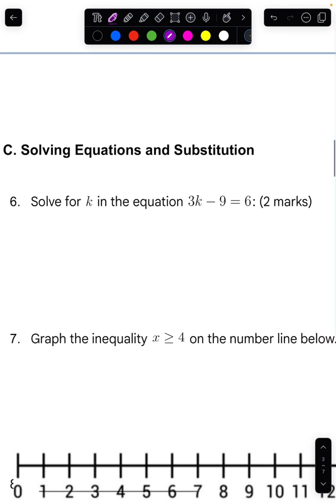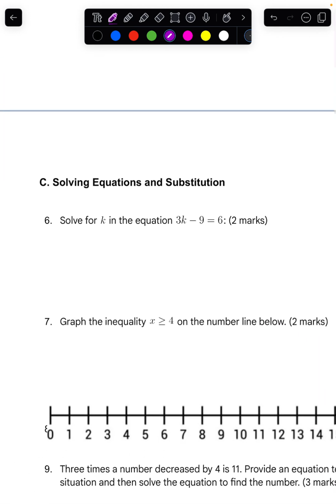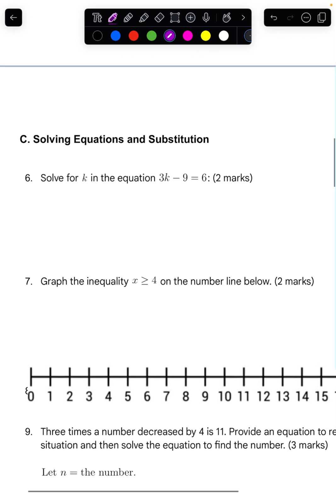Next problem, solving equations and substitution. This is a good one. When we're solving equations, we're really just trying to isolate our variable and determine what it equals. And we can use our algebra skills for this. We're going to rearrange our equation so that k is on one side all by itself. So the first thing we'll do is try to make 3k on one side all by itself. And I do that by moving the 9 over.